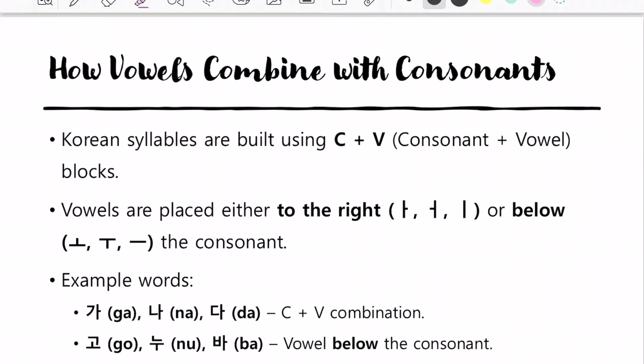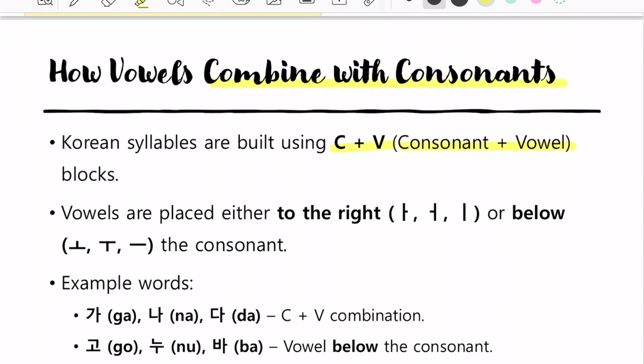Now that's it for our basic vowels. Now let's talk about how vowels combine with consonants. You haven't learned consonants yet, so I'm not going to go into a deep explanation for this one, but I just want to give you an idea of how it looks. In a Korean syllable, consonant and vowel always have to be combined. You cannot use a consonant as it is or a vowel as it is to make a syllable. So it creates a block. We call it syllable blocks.